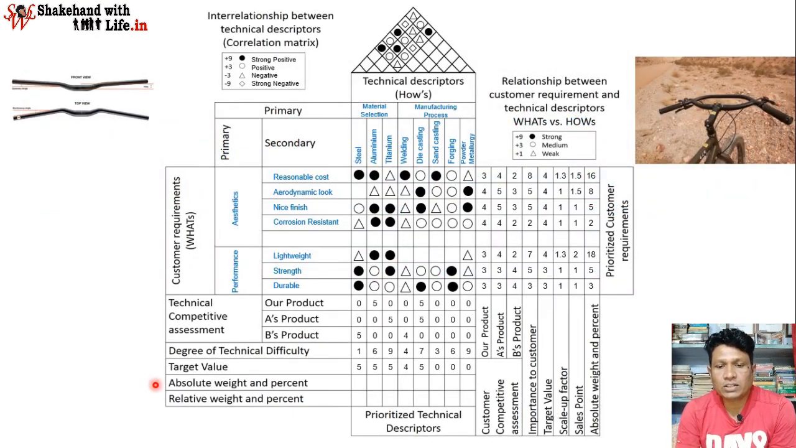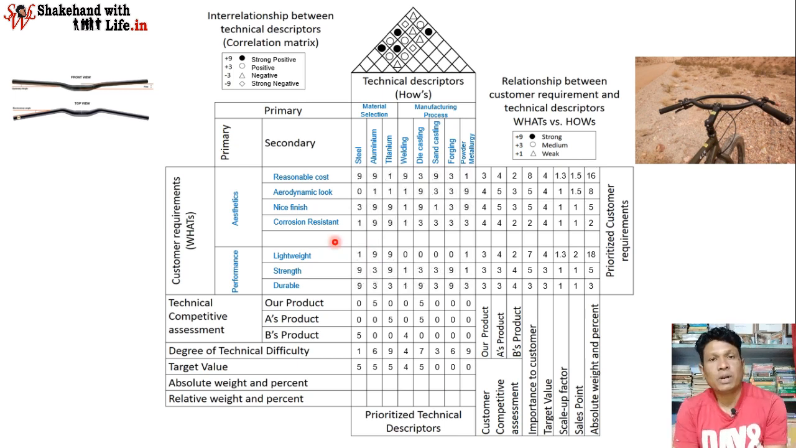So first we need to change these symbols with numerals in the central hall, which is the relationship matrix. Here we replace the symbols with numbers. So 9 is for strong relationship, the dark circle, 3 is for medium relationship, the single circle, and 1 is for weak relationship, the triangle. So we have prepared the relationship matrix using numerals.